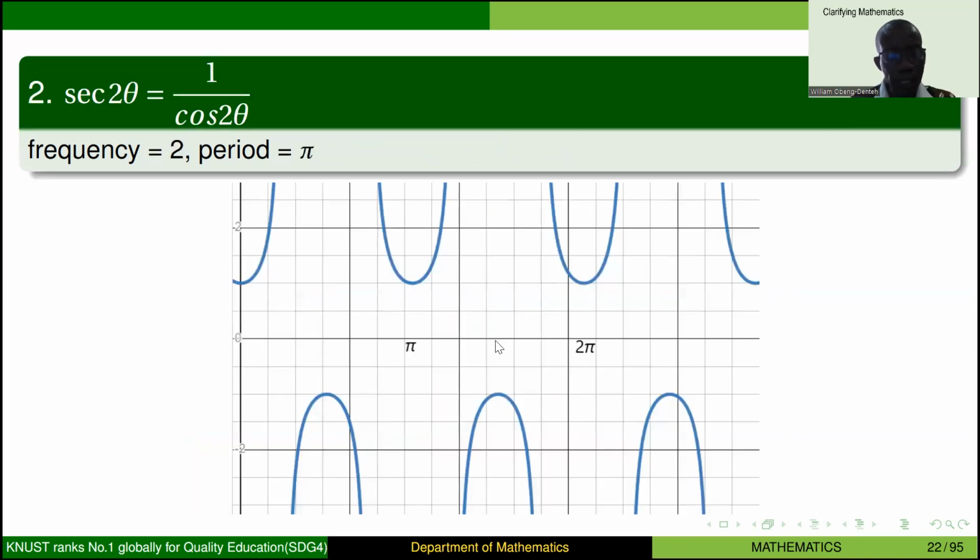Now, if we look at sec 2 theta, we can write it as 1 over cos 2 theta. Now, we all say that the frequency is 2 if you look at cos, and then the period, that is 2 pi, so we divide by 2 and then we get pi. Now, we sketch the graph for cos 2 theta, and then that is in our mind, and then we invert the various sections, and that will give us sec 2 theta.